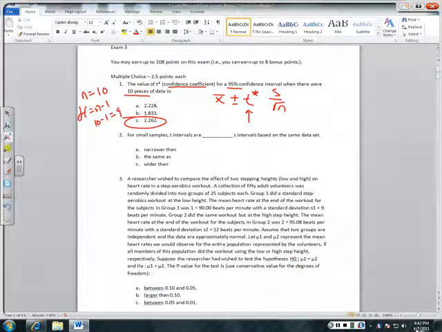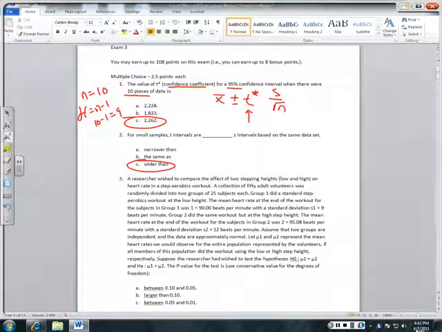Number 2, for small samples, t intervals are wider than z intervals based on the same data set. Now, there's a couple of ways you can either know or figure that out. One way to just figure it out is if you go in any one of the columns on the t table, go to the bottom row, and just look at the confidence level. You can do it for any one. Let's look at 95% since we just did a problem with that.